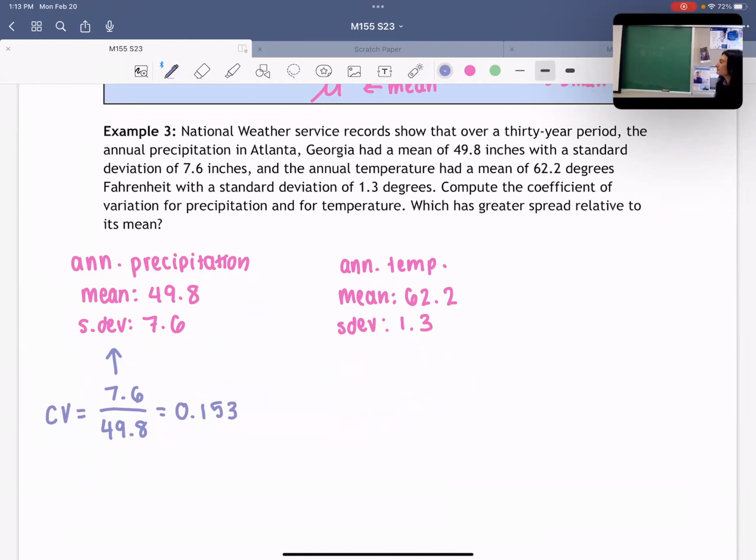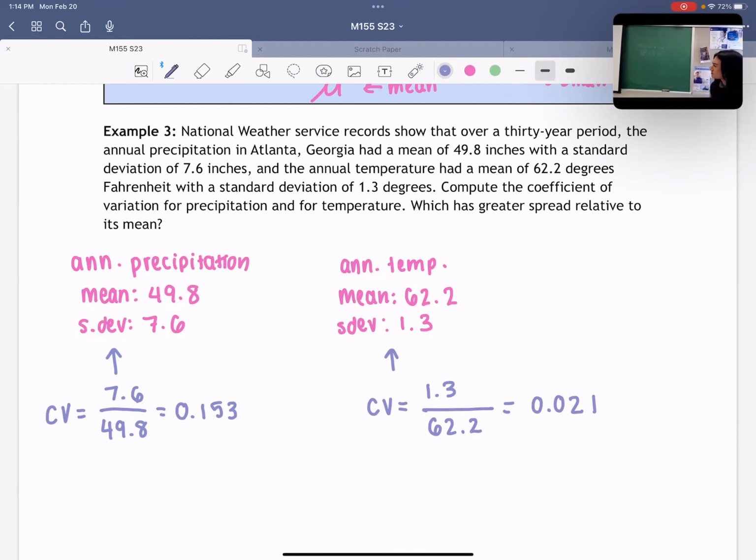Okay. And then, now we have to do the coefficient of variation for the other one, right? So coefficient of variation of annual temperature, same thing, standard deviation goes on top, 1.3. The mean goes on the bottom, 62.2. And when we divide this together, we get 0.021. Okay, so all I did is I found the coefficient of variation for both of these two values.